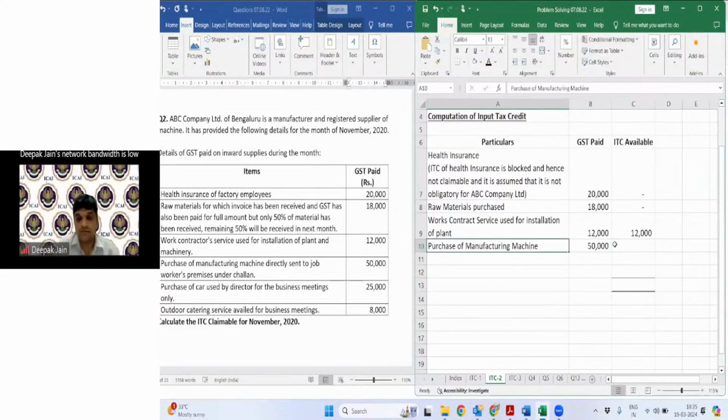Is the credit available is the question. Purchase of manufacturing machinery directly sent to the job worker is still claimable, because ITC says that in case of a bill to ship to transaction, it is assumed that credit is available. So you can claim credit on this.